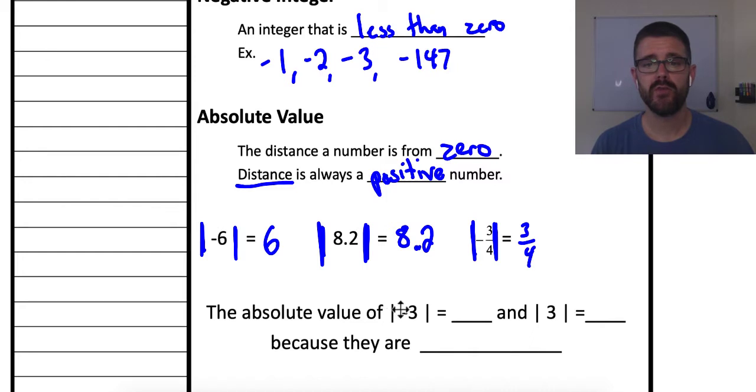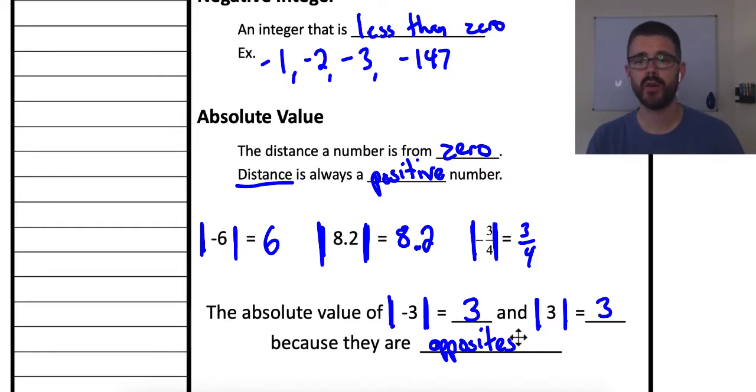So the absolute value of -3, so how far is -3 away from 0? Well, it's 3 steps away. And how far is 3? What is the absolute value of 3? Well, 3 is 3 steps away from 0 because they are opposites. They both have the same absolute value. One is 3 steps to the left, one is 3 steps to the right, but they both have the same absolute value because they are opposites from each other. They're equal distances away from 0.